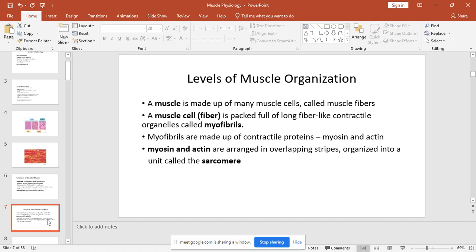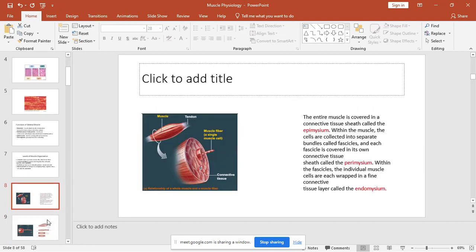And these myofibrils are made up of special proteins, namely myosin and actin. These myosin and actin are arranged in a special fashion such that they overlap each other. And this special arrangement is called a sarcomere. The sarcomere is actually the unit of contraction for a muscle, as I'm going to show you later in this discussion.